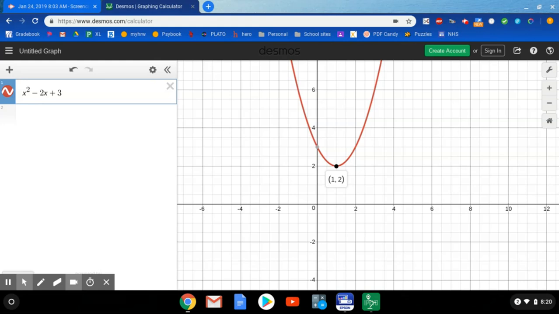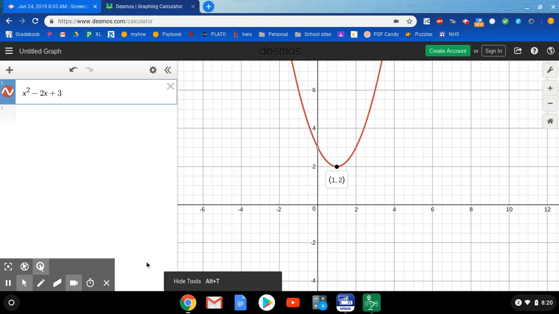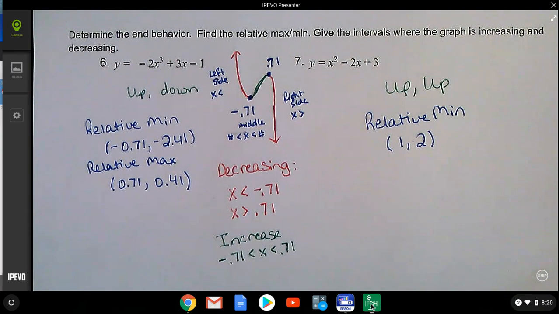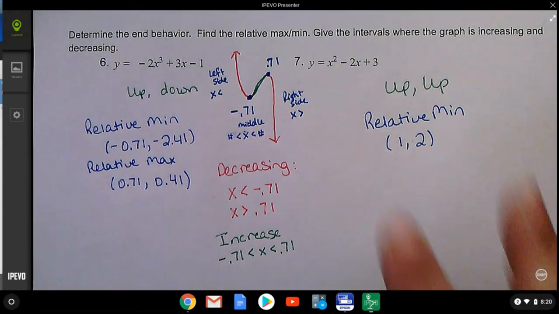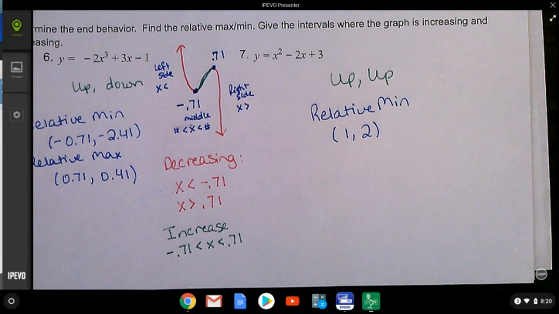Does it say minimum? What'd you get for the minimum? 1, 2. 1, 2? Yeah. 1.00000. Okay. 1, 1. 1. Okay. What did you get? 0.99999.